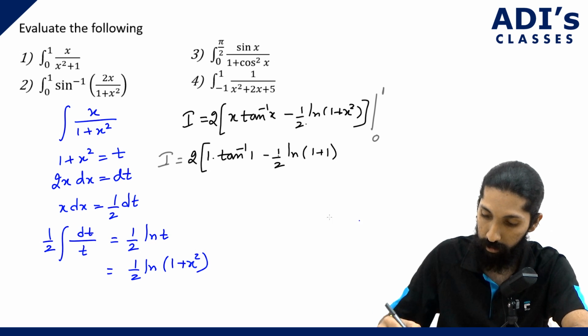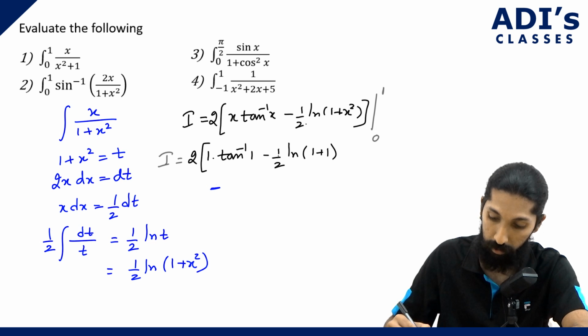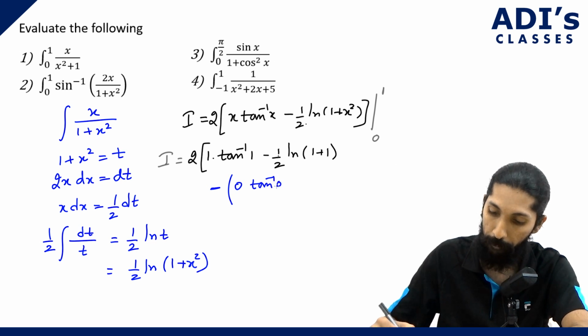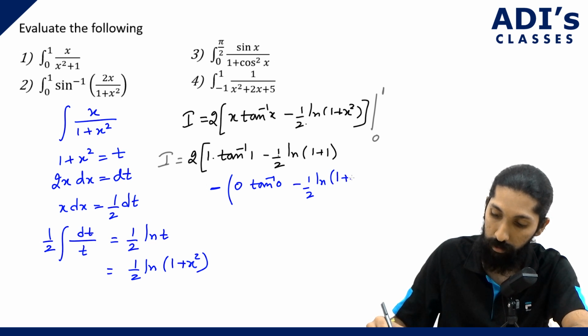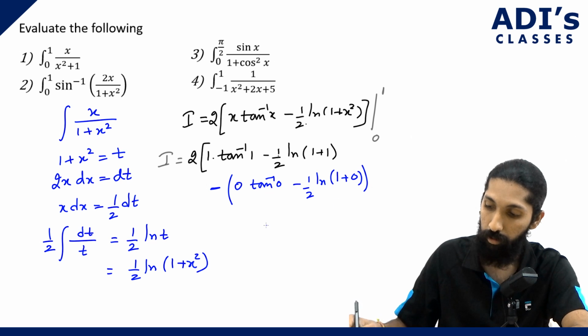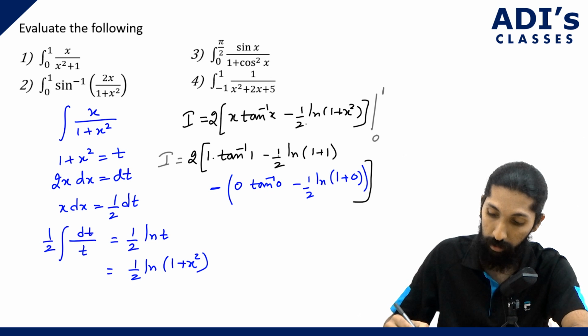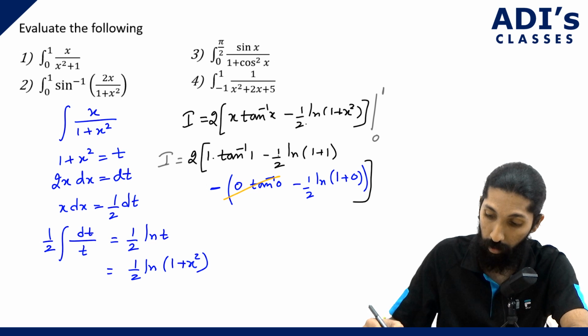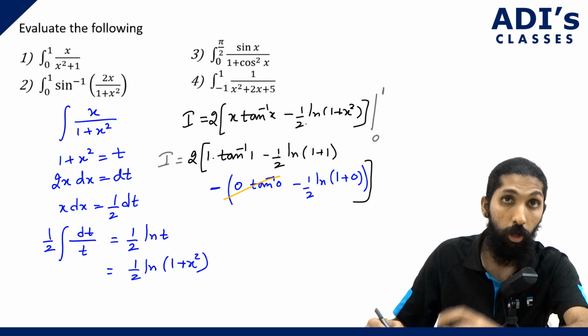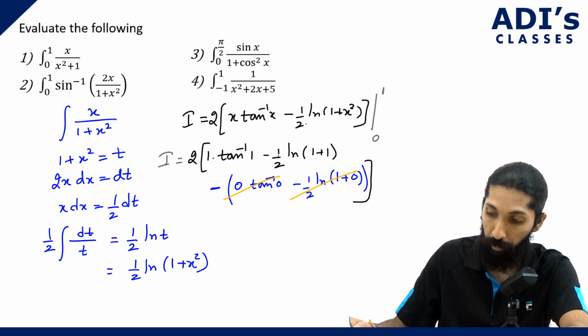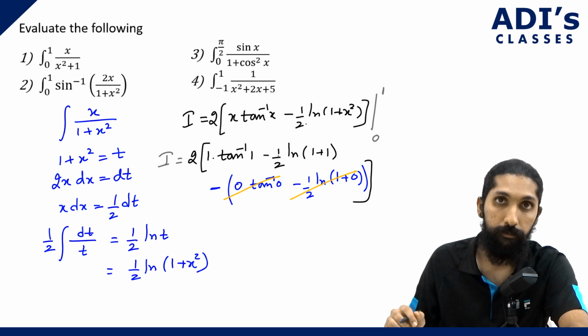Now minus, now the lower limit, minus of 0 into tan inverse of 0 minus half log of 1 plus 0, isn't it? So this is what we have. Now 0 into tan inverse of 0, this gets cancelled because that's 0. Minus half log 1 is still 0. This also gets cancelled. So the negative part, everything gets cancelled, isn't it?